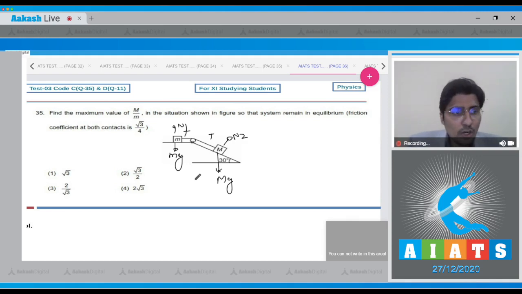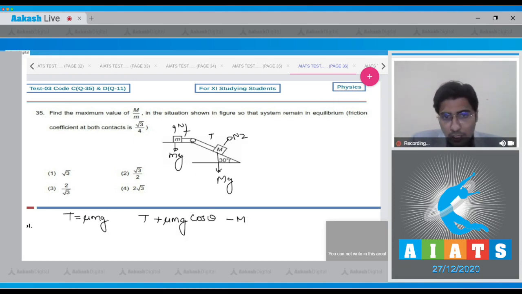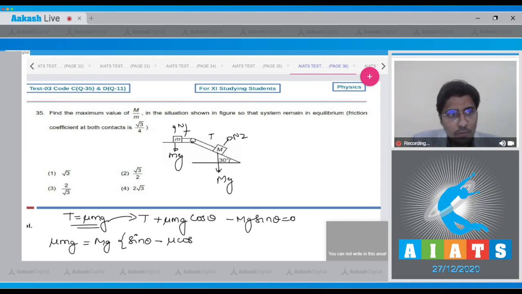Now from the FBD of small m we can write down that T should be equal to mu mg, and from the FBD of capital M we can write down that T plus mu Mg cos theta minus Mg sin theta will be equal to 0. Now putting the value of T from this equation in this equation, we can further write down that mu mg will be equal to capital Mg sin theta minus mu cos theta, or capital M by small m will be equal to mu by sin theta minus mu cos theta.